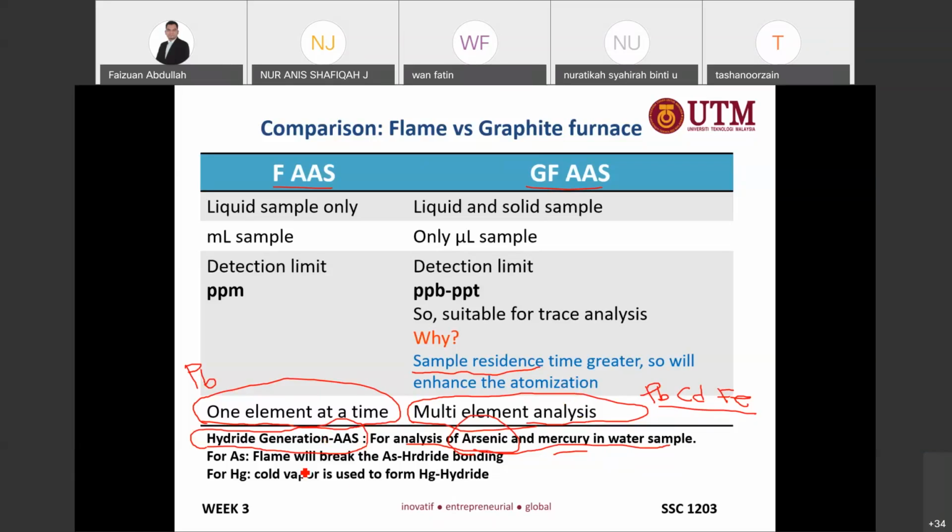For arsenic, the flame will break the arsenic hydride bonding, and for mercury, cold vapor is used to form mercury and hydride. This is the technique for detection of mercury and arsenic. We are using hydride generation.